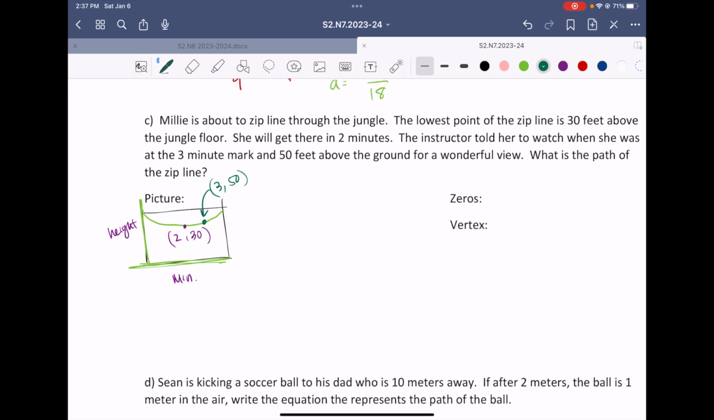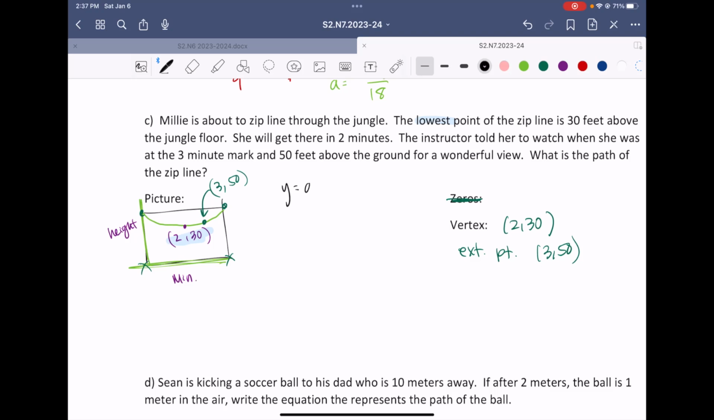So what do we know here? Well, we know that this is the lowest point, which means that's the vertex. And we don't know any of the zeros, which maybe makes sense because we're starting up in the air. It's not crossing the ground at all. Our extra point is (3, 50). So let's use vertex form.